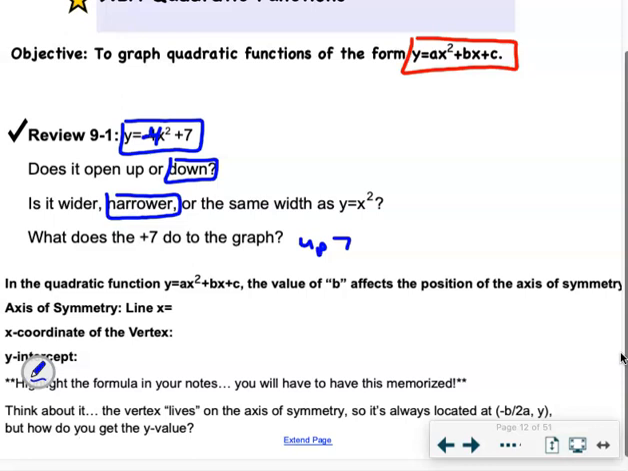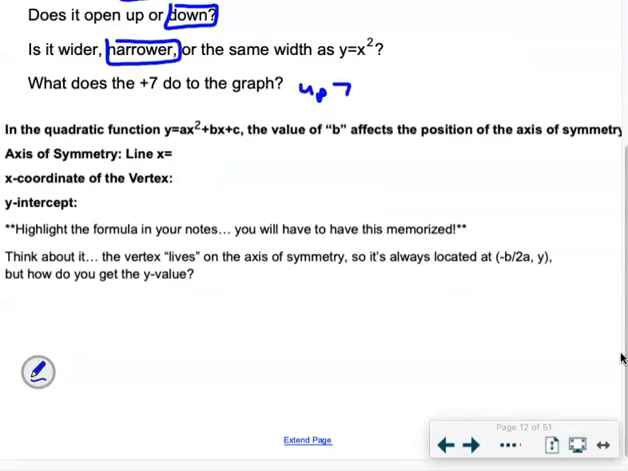All right, let's look at the new stuff today. In a quadratic function y equals ax squared plus bx plus c, the value of b affects the position of something called the axis of symmetry. So this is something that's new today. Yesterday we made a little table of values, and I always told you to put 0 in the middle, and then like 1 and 2, negative 1 and negative 2. This was where our vertex was all the time.